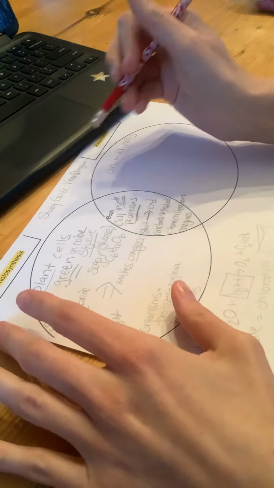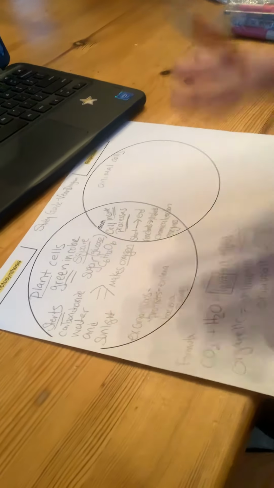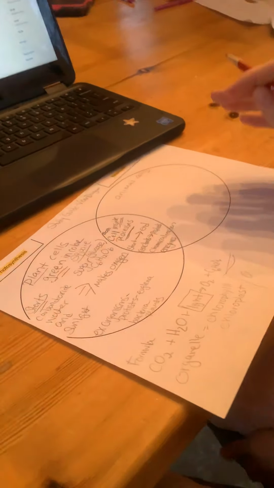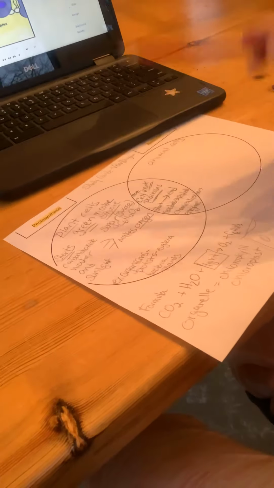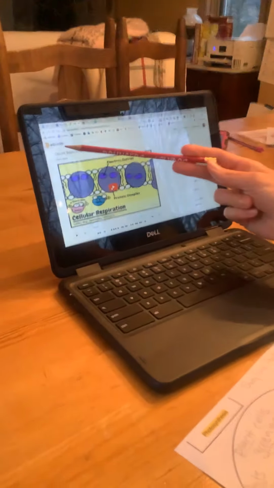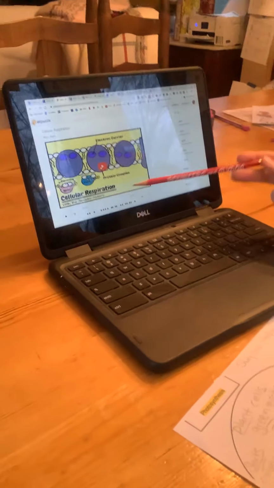Okay, the next process we're going to talk about when we fill in our Venn diagram. Again, you can use this Venn diagram when you're explaining the two cell processes on your Flipgrid. So the second one that we're going to explain is respiration. Last week you had an assignment from EdPuzzle called Cellular Respiration. This one was a little bit longer.